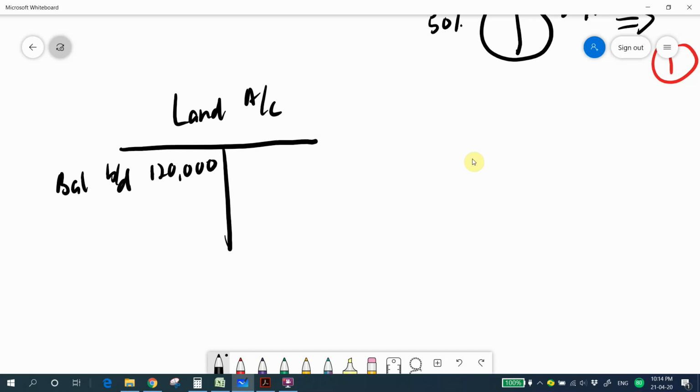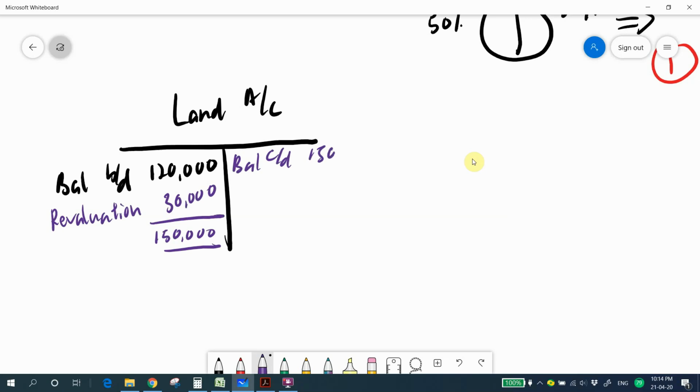So how do we increase the value of land? We have to debit the land account or credit the land account. The answer is we have to debit the land account, because land is an asset. In order to increase the asset value, we debit the difference amount, 30,000. So by posting this entry, the final value for your land will change to 150,000 at the end of the fair value.